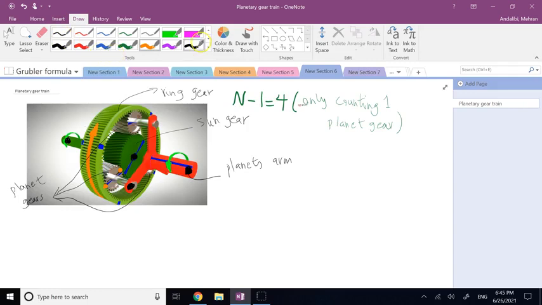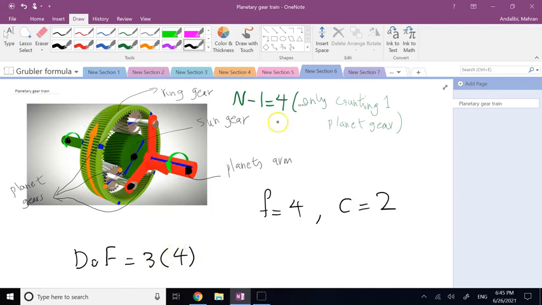Okay, so the number of your low pairs is equal to 4 pivots, and the number of high pairs or contacts is 2. So the total degree of freedom, if you calculate it for a planetary gear train, is going to be 3 times 4. We don't need to subtract 1, it's just 4 moving members, minus 2 times 4 and minus 1 times 2, and it is going to be 2. So a planetary gear train has 2 degrees of freedom, not 1.